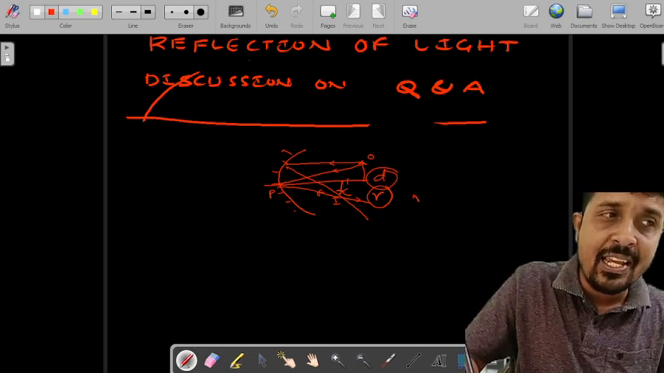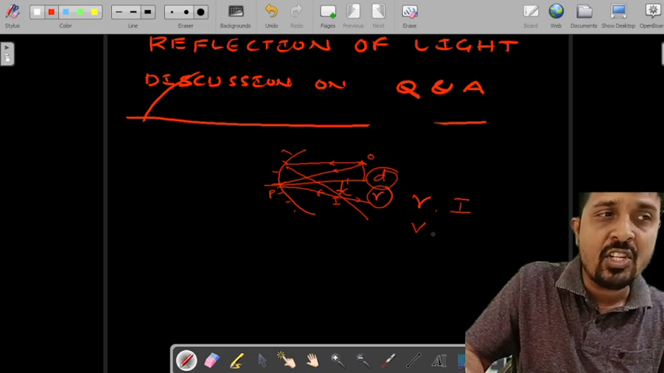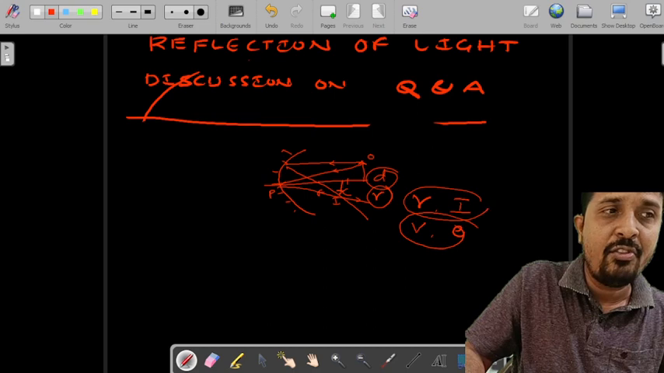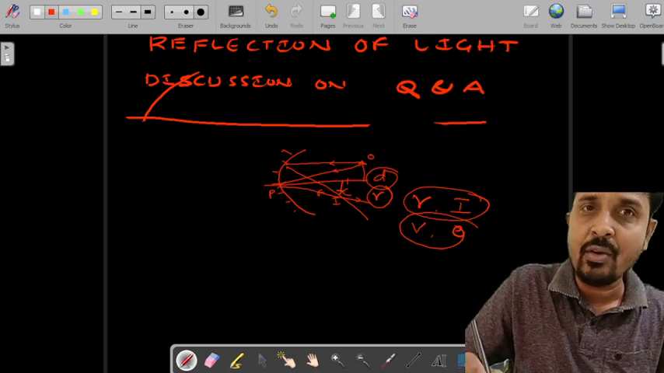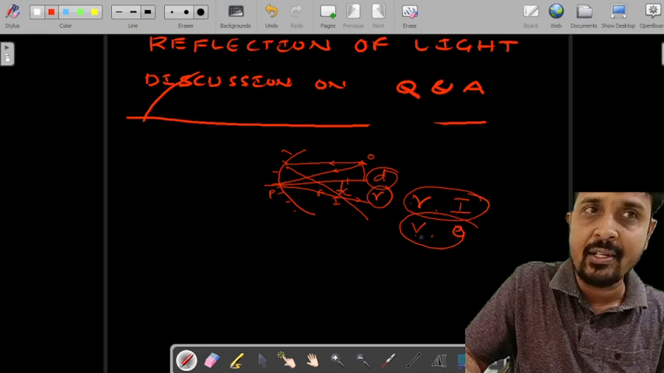Whenever we are saying real, you have to understand it is inverted. Whenever saying virtual, that means it is erected. Whenever we are saying Ram, we will say Lakshman. Okay, like that. Real and inverted, virtual and erected, like that.